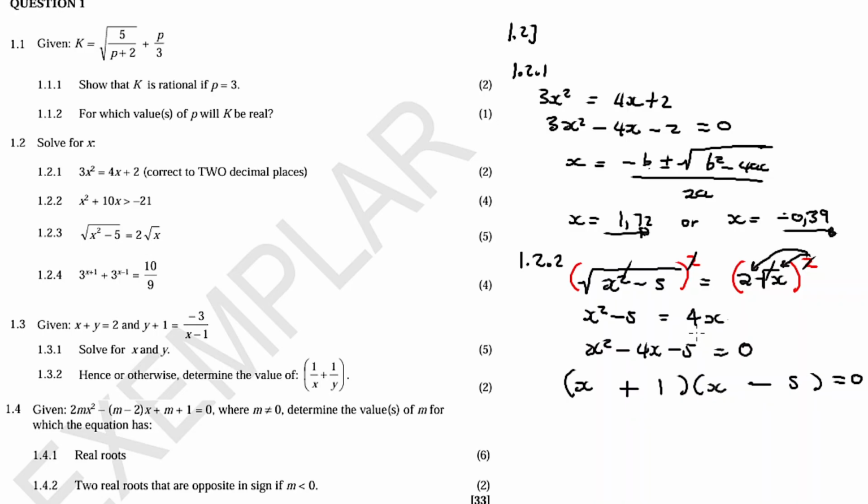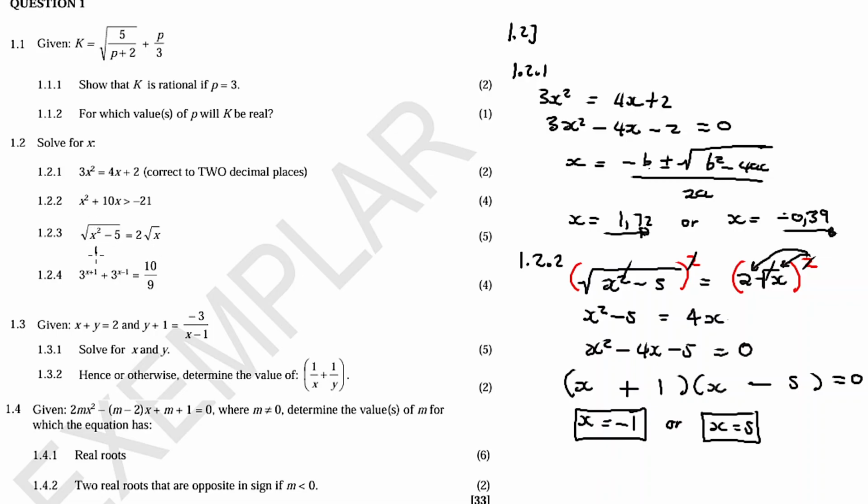So when you add them, they should give you minus 4. So minus 5 plus 1 gives me minus 4. Now my answers were x equal to minus 1 or x equal to 5. Then you have to test that my answers work afterwards.